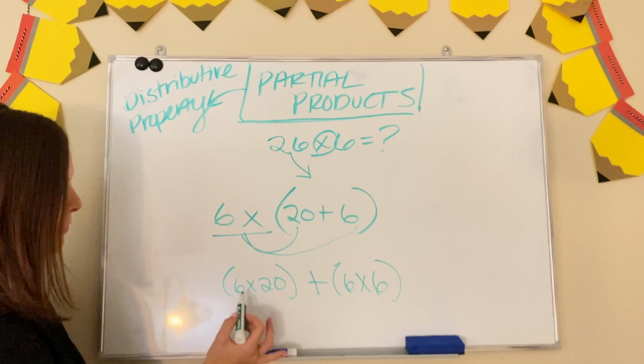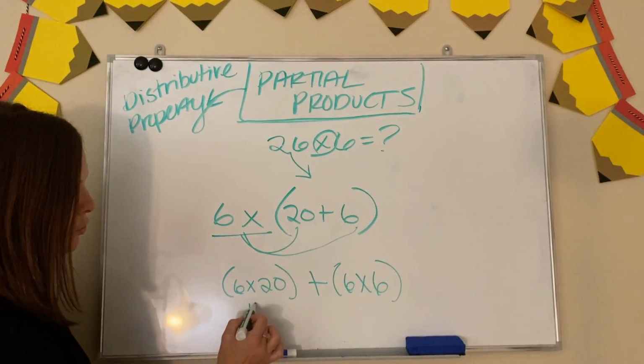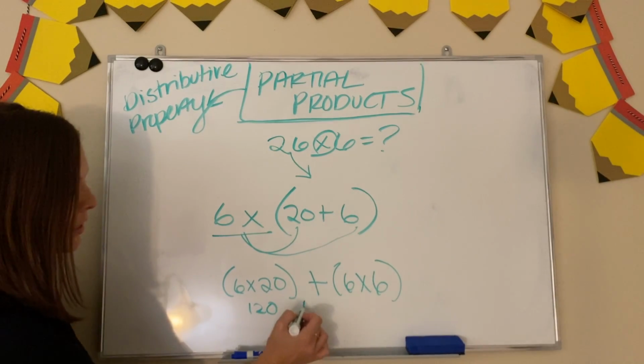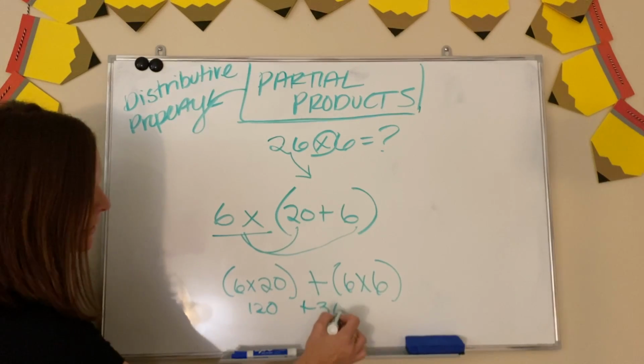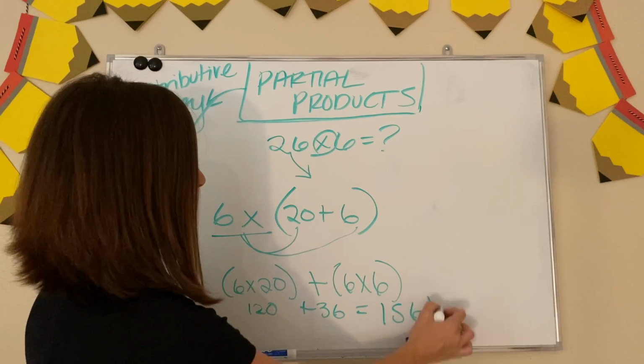Now let's multiply. If you don't know what 6 times 20 is, you can just do 6 times 2, which is 12, and then add the 0, so it comes out to 120, plus 6 times 6, which is 36. And if we add that together, we get 156.